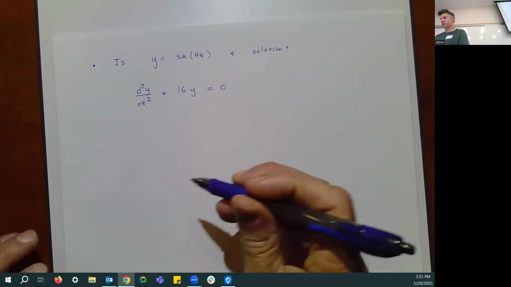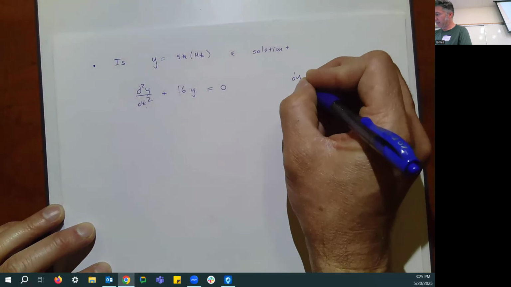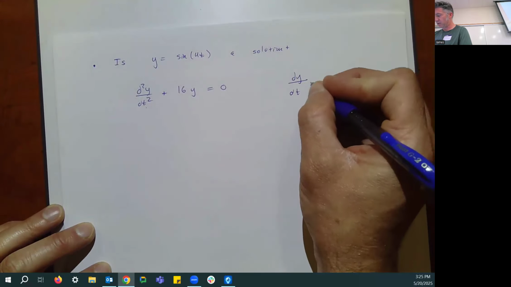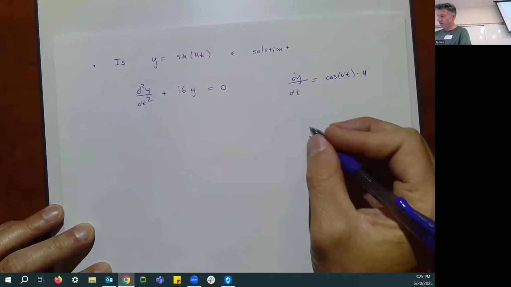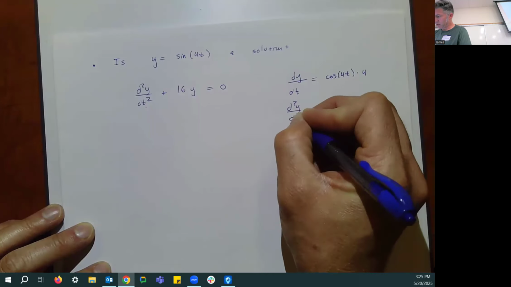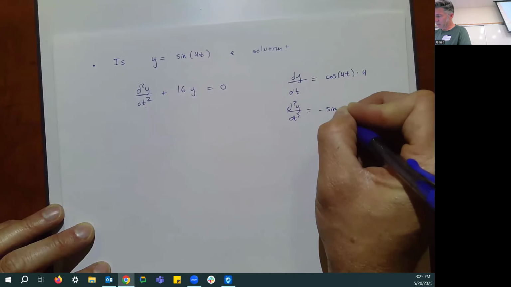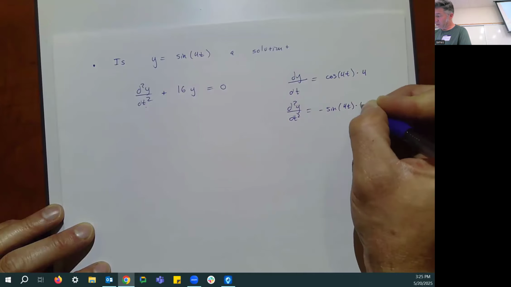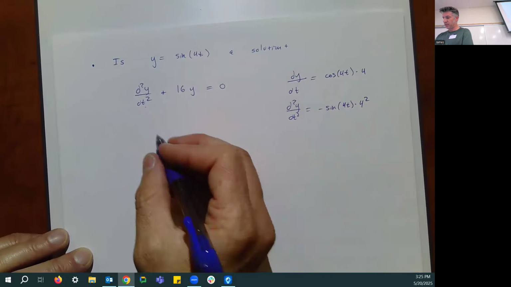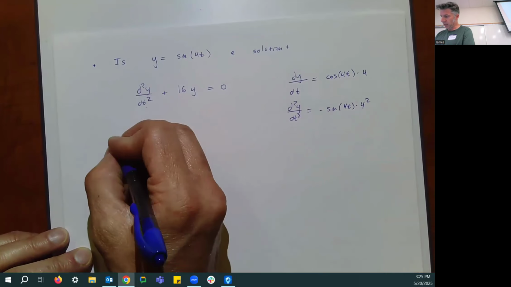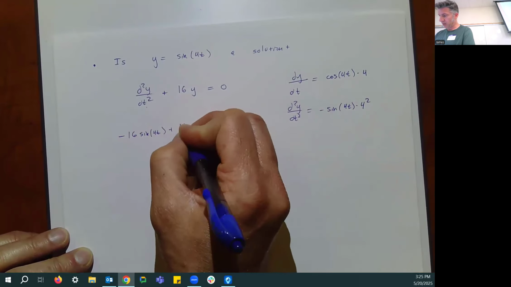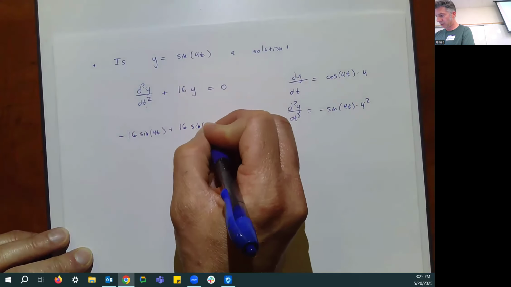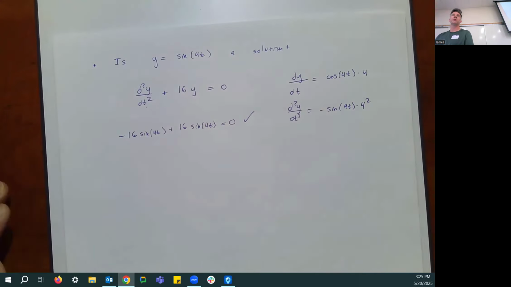All right, let's take a look. So my first derivative, not that I need it, but I need it because the second derivative is going to be cosine of 4t times 4. And my second derivative is going to be negative sine of 4t times 4 times another 4. So it looks like my d squared y dt squared plus 16 times y is going to be negative 16 sine of 4t plus 16 times y, which is sine of 4t. And yep, those things sure do add up to 0. So it works. That is a solution to this differential equation.